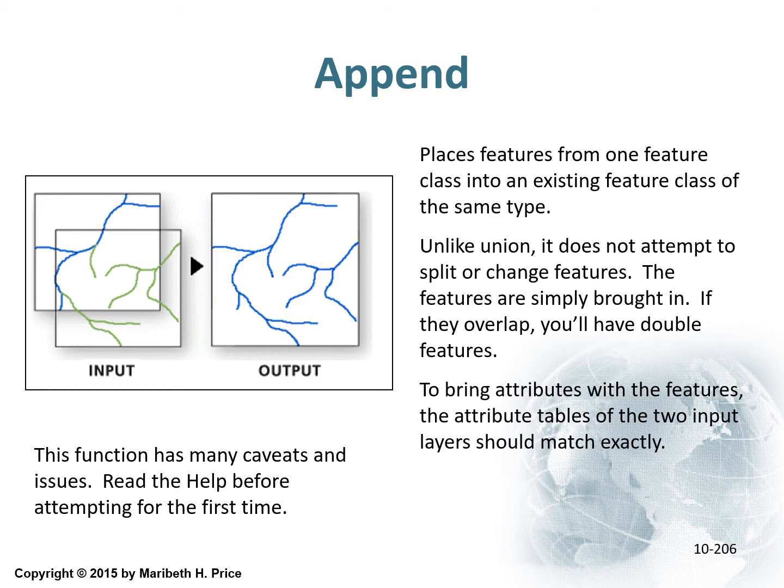Append. Append places features from one feature class into an existing feature class of the same type. Unlike union, it does not attempt to split or change features. If they overlap, they simply overlap, and you'll have two of them. So when you use tools like append, you've got to be a little bit careful. Append is essentially just shoving more data into another data set, which, if it's all new data and there's no overlap, is not so much a bad thing.